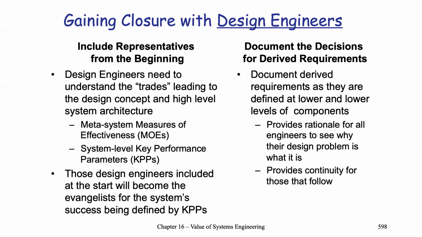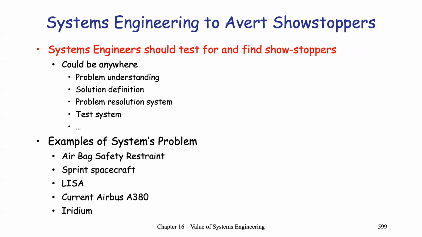So you want to be including representations from the beginning so that they have buy-in and they have understanding of what is actually going on with the design development. You want to document the decisions for derived requirements. They're going to know how to do things better than the system engineering team. And the system engineer needs to relay that back to the customer. So there's going to be going back and forth between the stakeholders and the design engineers. And you're going to need to codify those findings for each one of those.